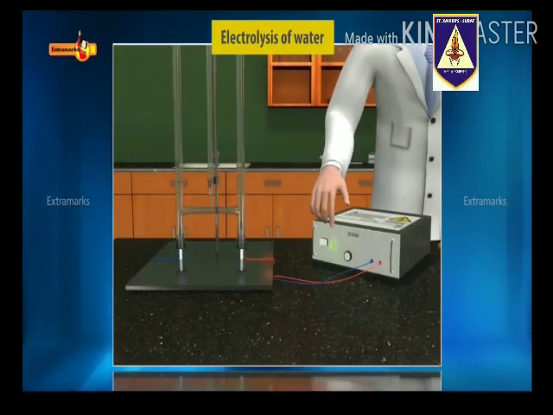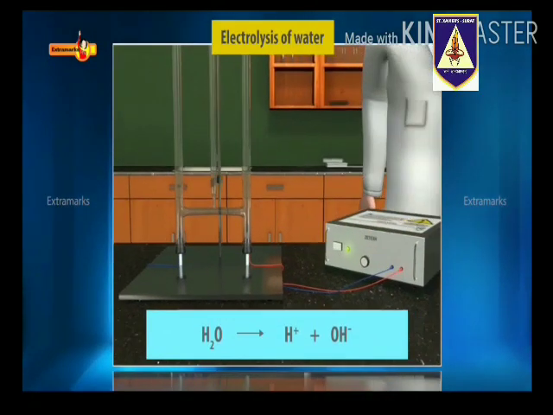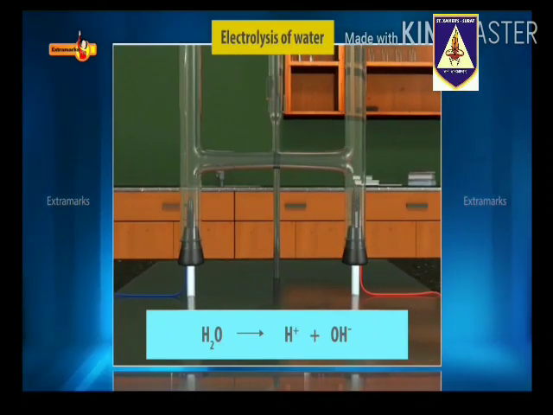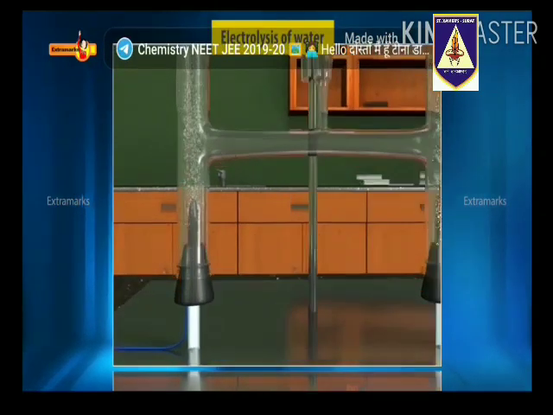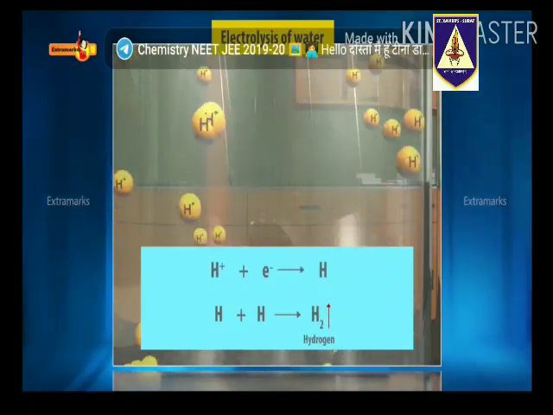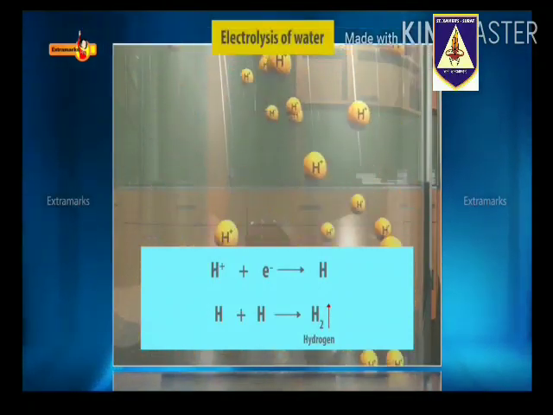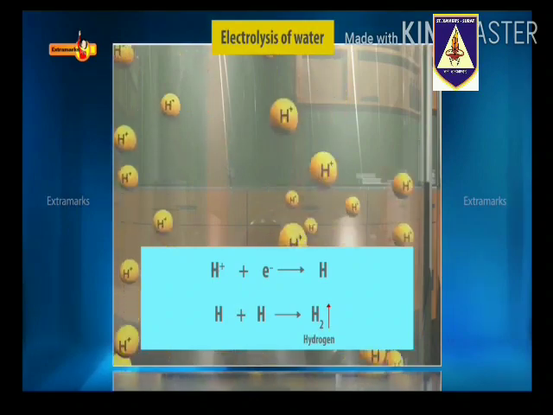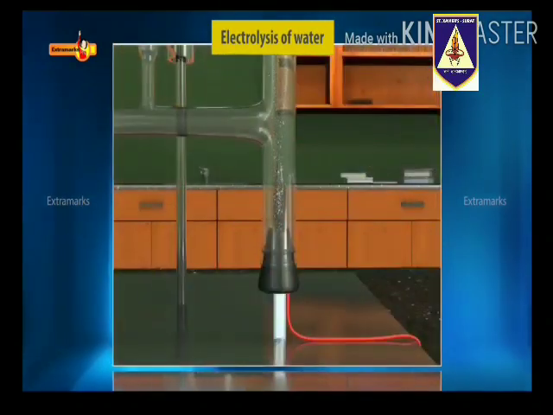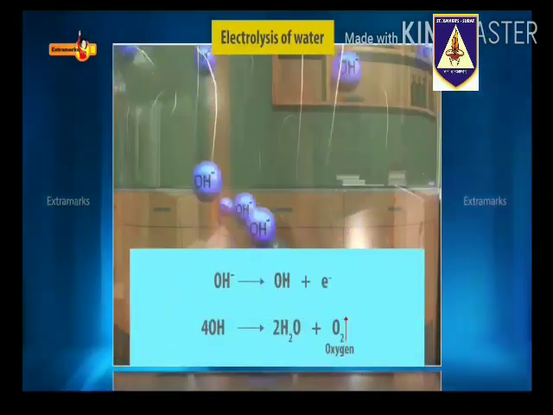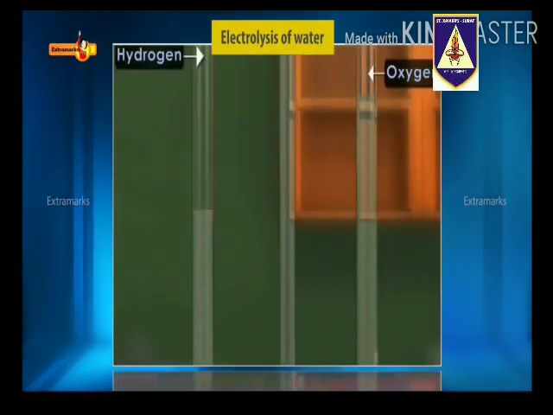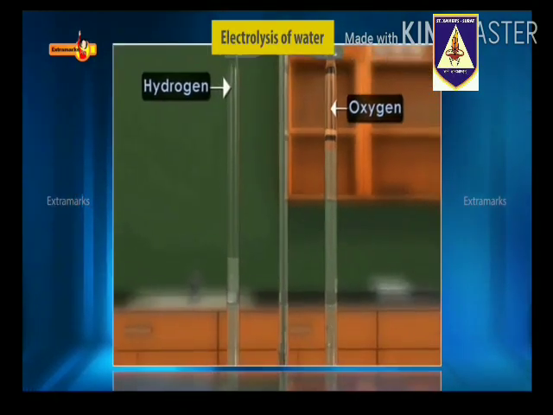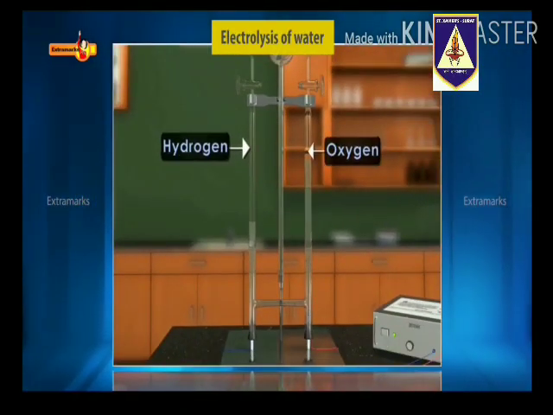When the electric current is passed through the water, it dissociates into hydrogen ions and hydroxyl ions. Observe the slow evolution of the gases. At the cathode, the positively charged hydrogen ions get discharged as hydrogen atoms that form hydrogen molecules. At the anode, the negatively charged hydroxyl ions are discharged that form water and oxygen gas. Each of the two gases displaces water and gets collected at the top of the two outer tubes.